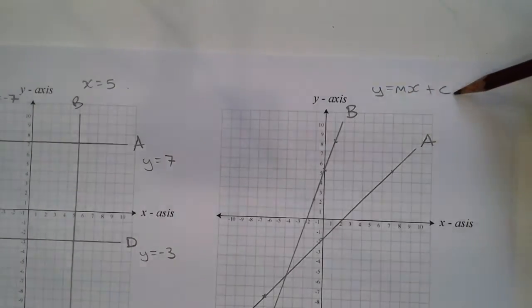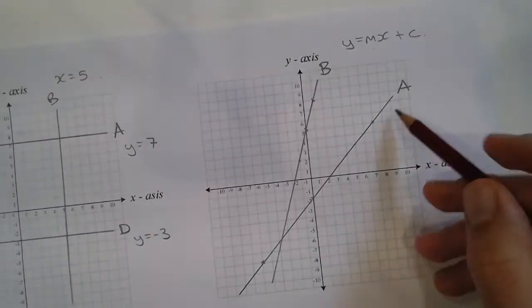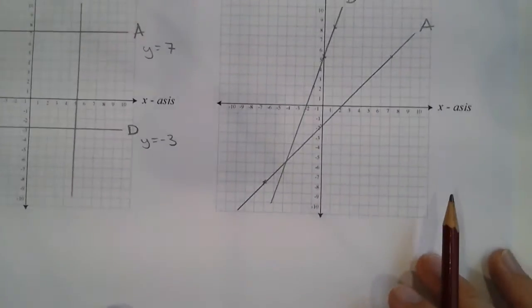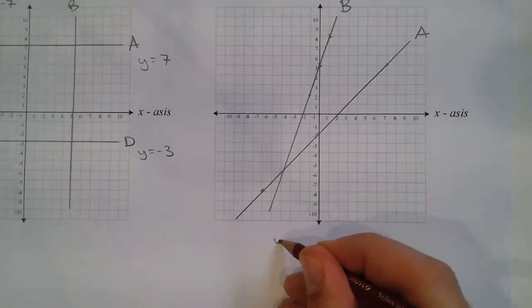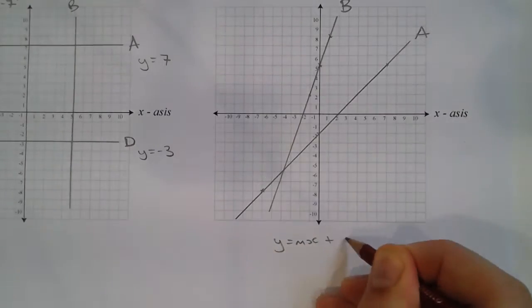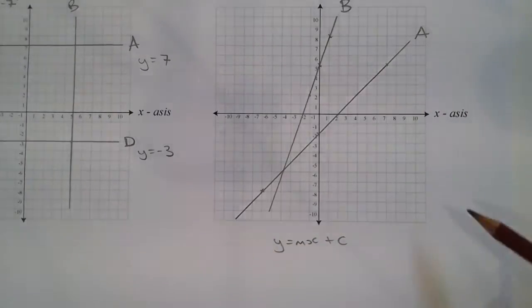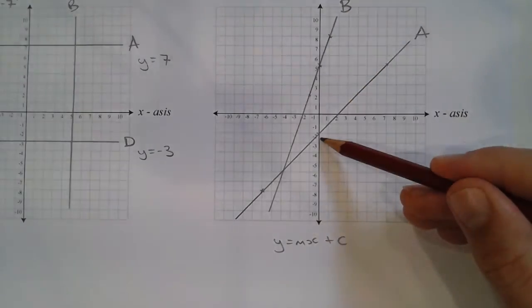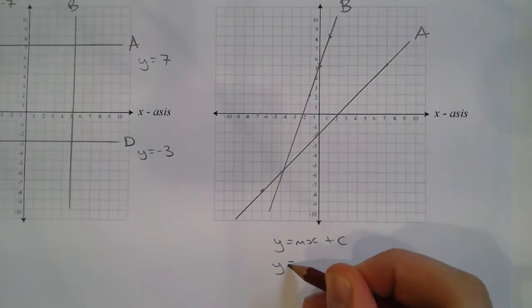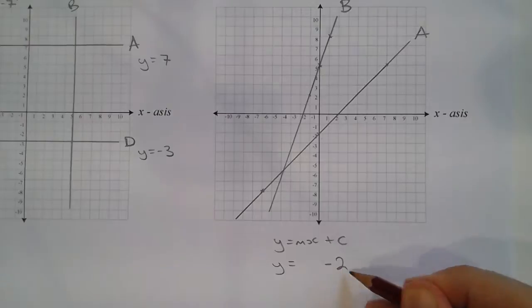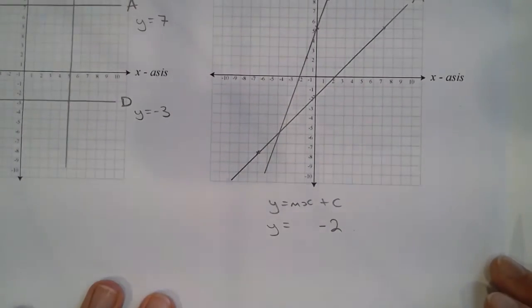So c is actually really easy to do. Let's look at A. For A, I'll do it below. We know that it's going to be y equals mx plus c. C is where it crosses our y-axis, -2. So it's y equals something x minus 2. That is where it crosses our y-axis.